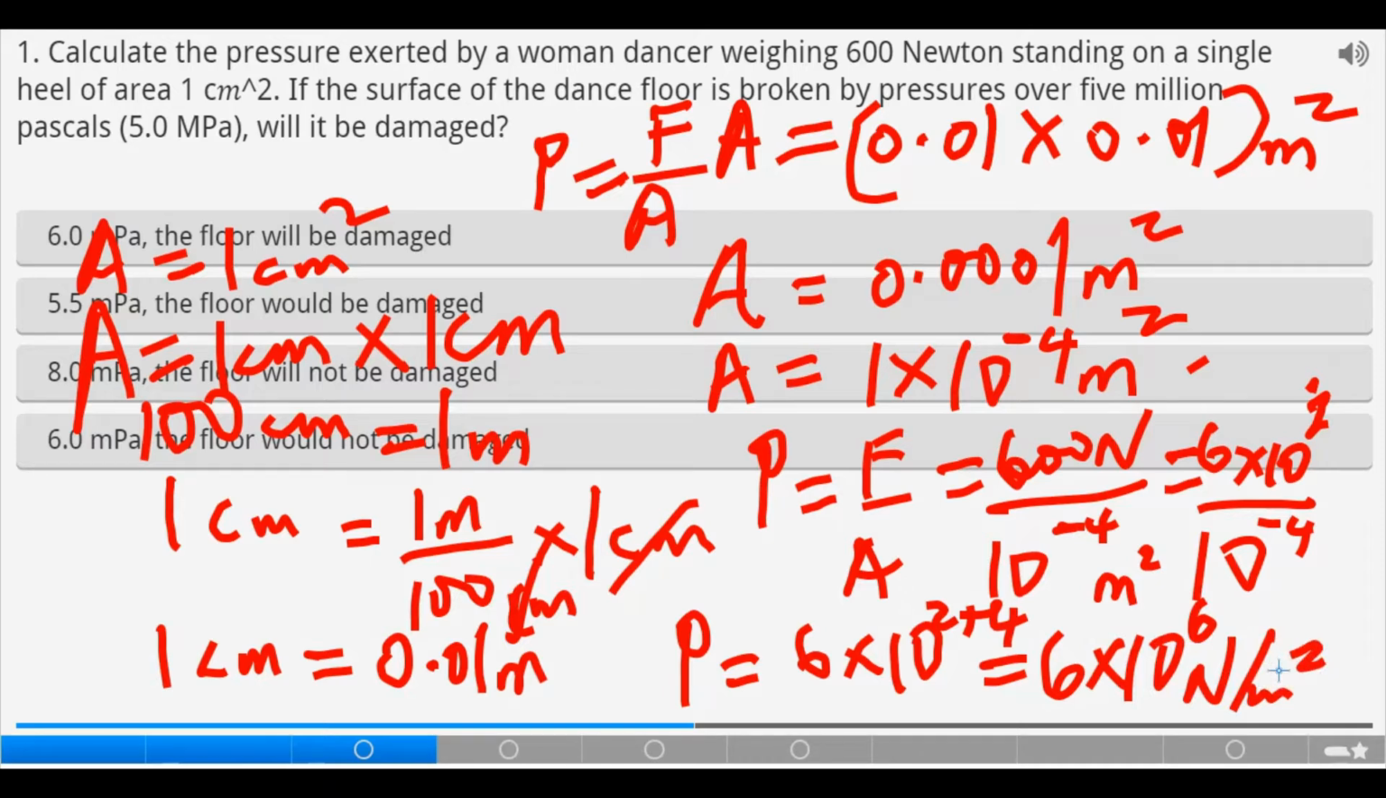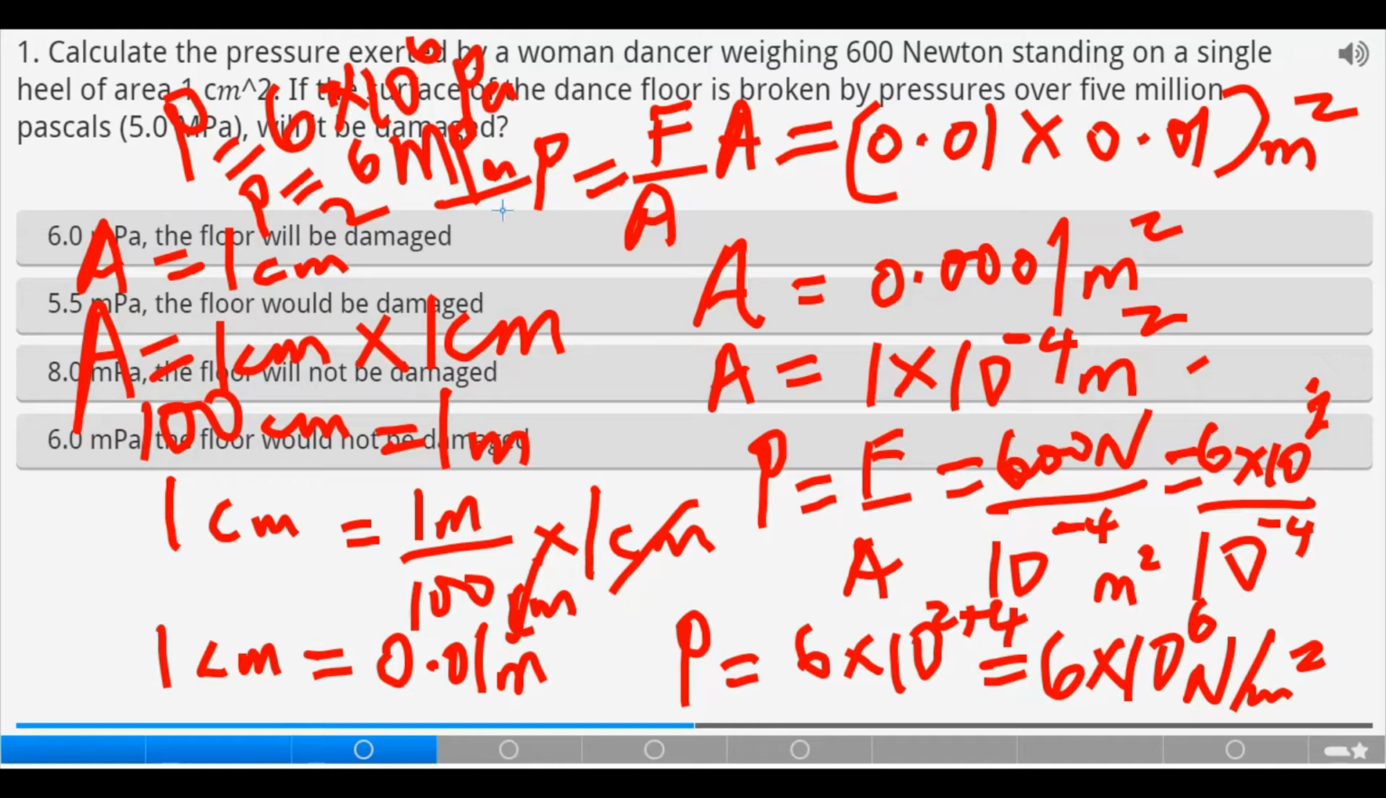So we can say Newton per meter squared is also referred to as what? Pascal. That will be 6 times 10 raised to power 6 Pascal. So we can write it as the fact that our pressure is what? 6 times 10 raised to power 6 Pascal. Don't forget that 10 raised to power 6 is also referred to as what? Mega. That's 6 M, capital M, then Pa.